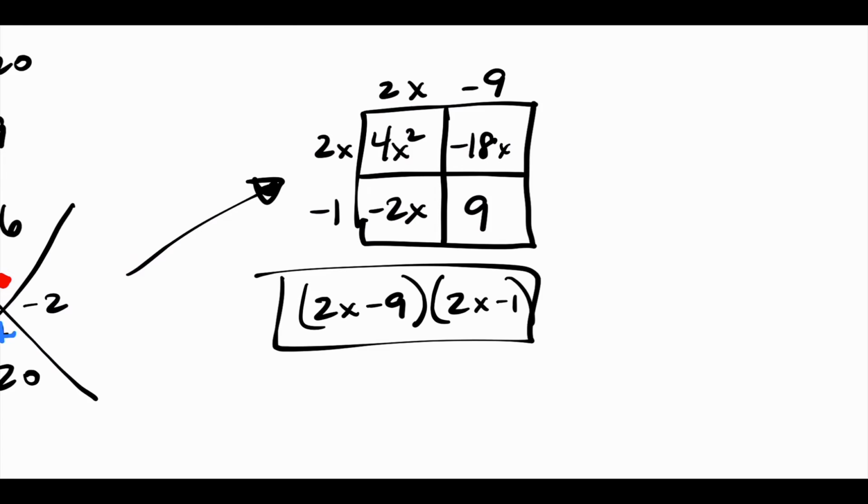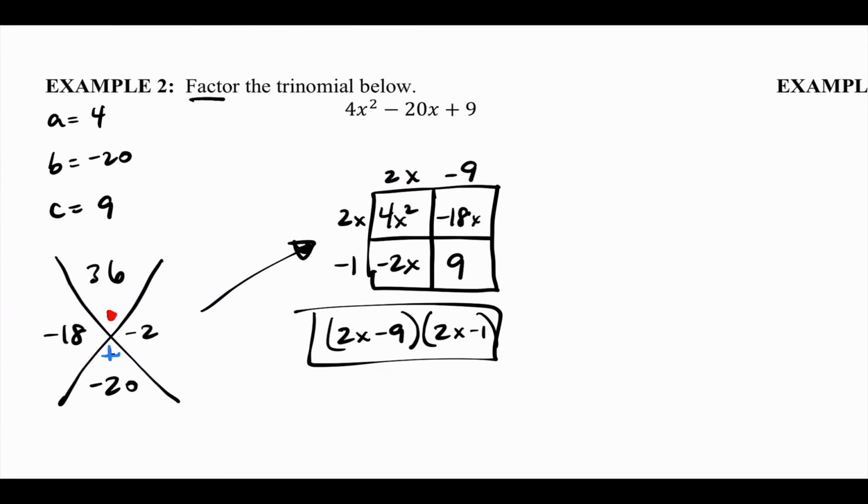All they asked us to do is factor it. They just said factor. There's no solve there, so we're done. One box, parentheses 2x minus 1, parentheses 2x minus 9.